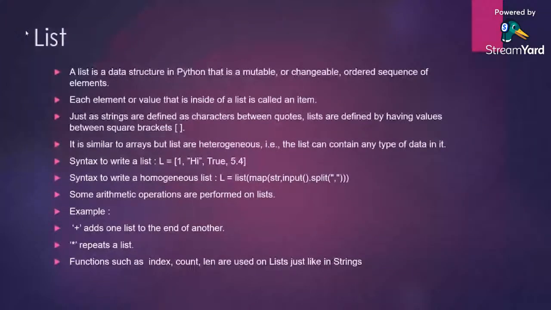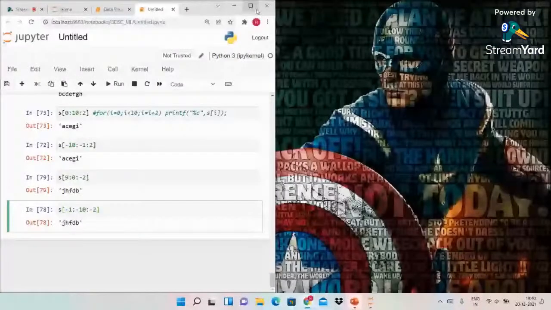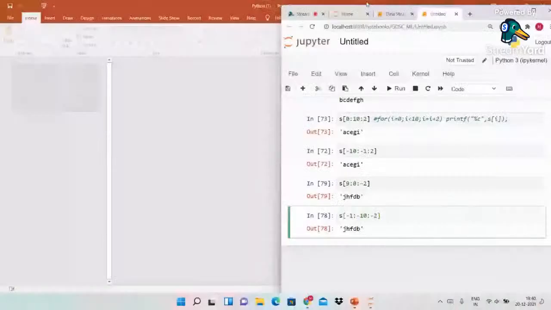Before I start with this, let me open my previous PowerPoint presentation, our very first session, where we had the introduction to Python programming. We just had an intro session. So let's get that PPT once, so you'll understand what exactly we are dealing with, okay?